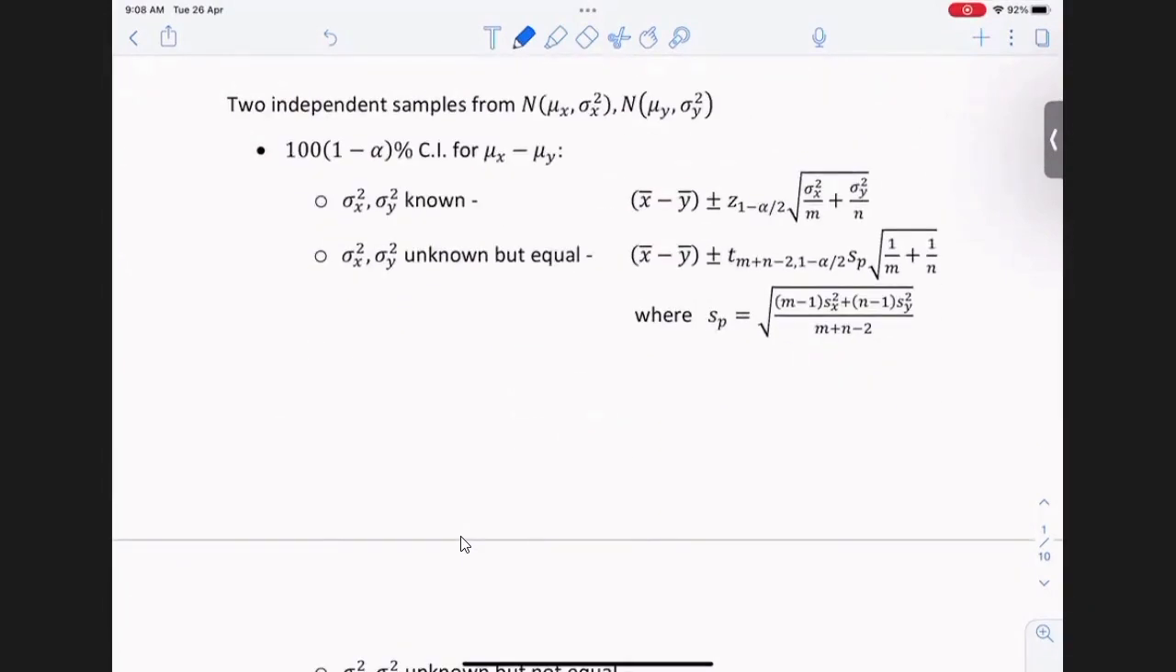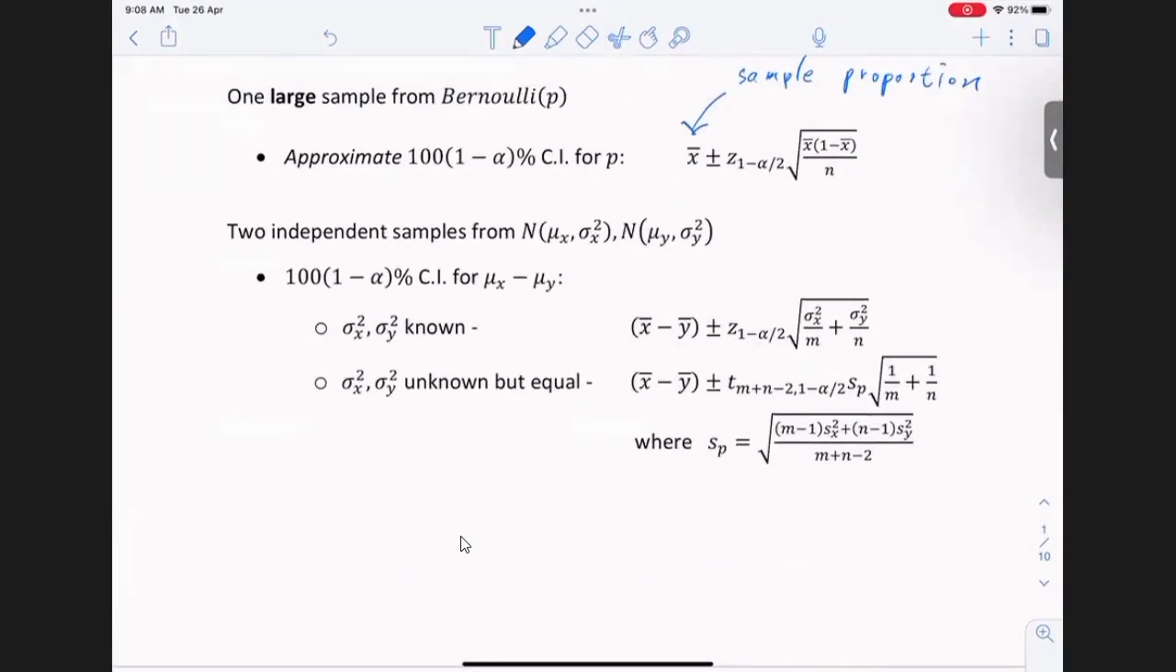Now, besides the single sample problem, sometimes we may want to compare two samples. So we have two independent samples drawn from normal distributions. Suppose you are told that each of them was drawn from a normal distribution. These two normal distributions may have their own mean and own variance, denoted by these notations. And if we want to construct a confidence interval for the difference in the mean, so that we can compare the population means, then we have different formulas for different scenarios.